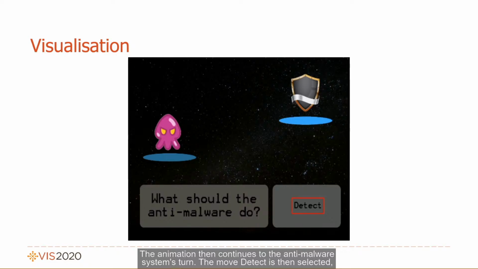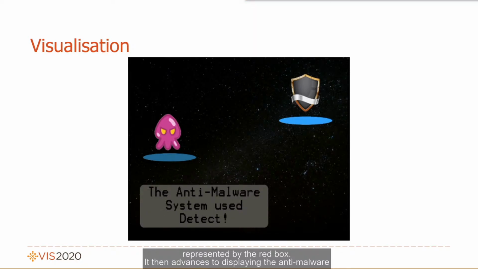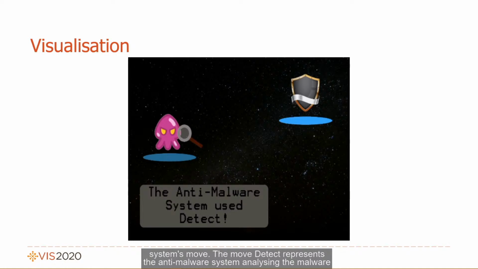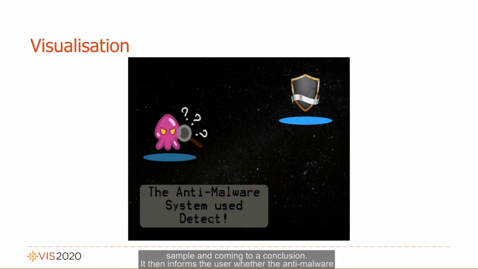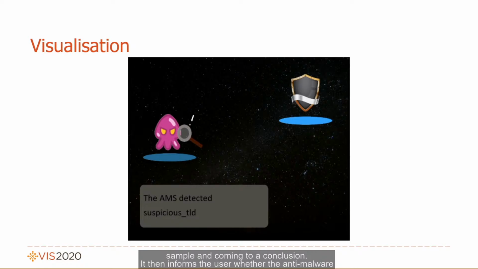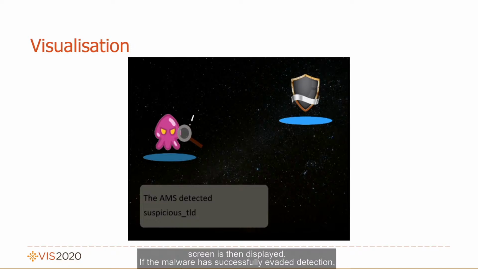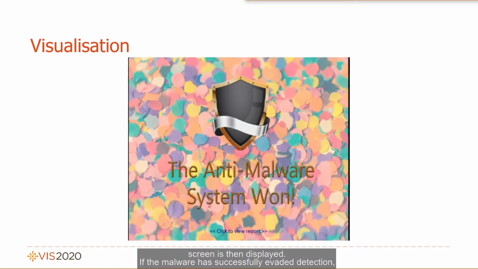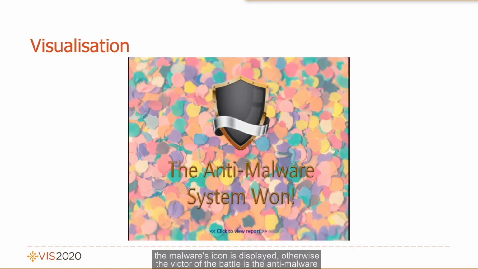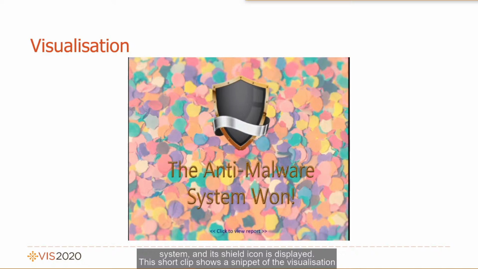The move detect is then selected, represented by the red box. It then advances to displaying the anti-malware system's move. The move detect represents the anti-malware system analysing the malware sample and coming to a conclusion. It then informs the user whether the anti-malware system successfully detected the malware's most recent move. The battle then continues, and once all of the malware's moves have occurred, the winner screen is then displayed. If the malware has successfully evaded detection, the malware's icon is displayed. Otherwise, the victor of the battle is the anti-malware system, and its shield icon is displayed.